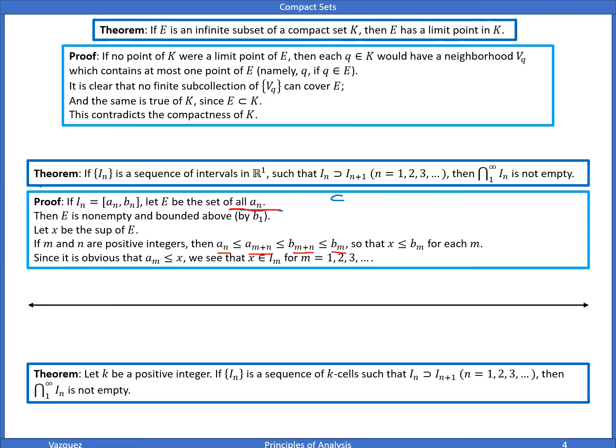And it's the same thing. We're showing that the intersection of all those nested k cells is not empty. And the proof is pretty much the same, just dealing with the k cells. Again, I omit the proof because we just went over one that's really similar, but you can definitely look it up in the book.